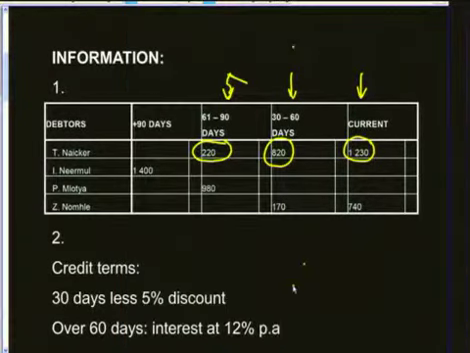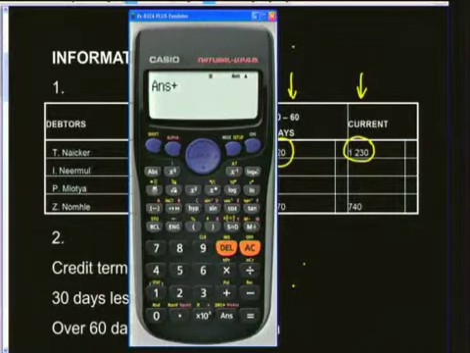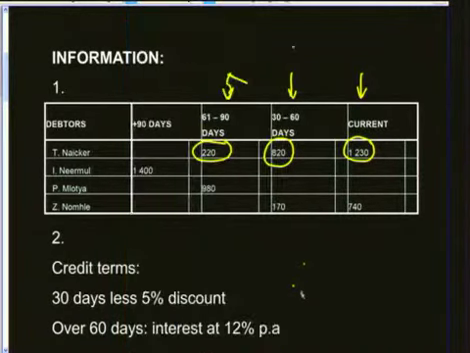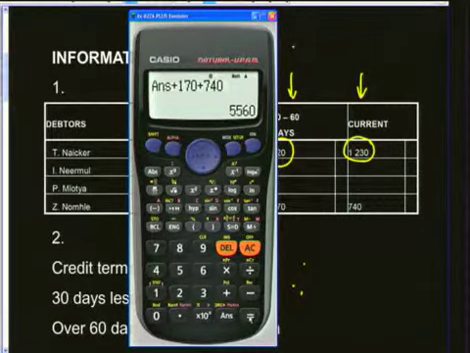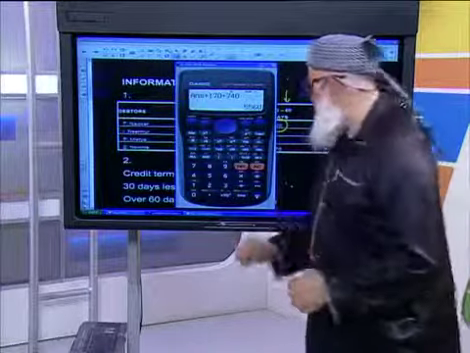Plus, what else is outstanding? There's an amount of 980 outstanding. Can you see what I'm doing? I'm adding all the amounts that are due to us. And there's a further amount of 170 plus 740. 170 plus 740. And if I total that, 5,560. That is the balance as per my debtor's control.